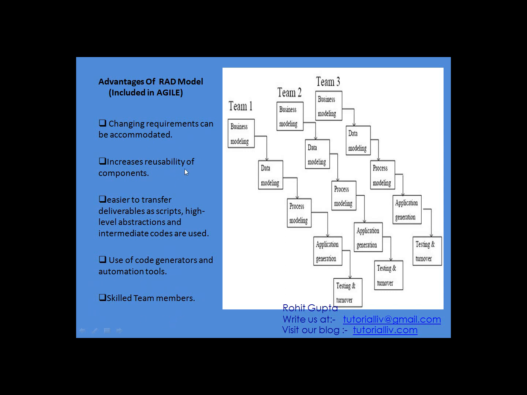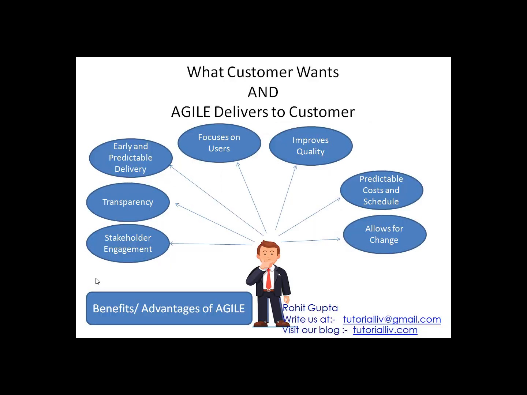Now the other things: reusability of the components, automation tools and code generators, easier to transfer deliverables as scripts, high level abstraction and intermediate codes are used. In all these things we need to use automated tools. They could be used to test the solution, or as a code generator which writes the code for us. So what is the benefit of this? If you use a code generator that is well tested, the QA effort gets decreased. If you use an automation tool to test, it will reduce the testing effort and the testing will go well. So you can see the benefits of the RAD model are also included in Agile. Once we discuss the Agile methodology, you will see all these things that we have discussed here are there in Agile. Now, how does Agile deliver best to the customer?